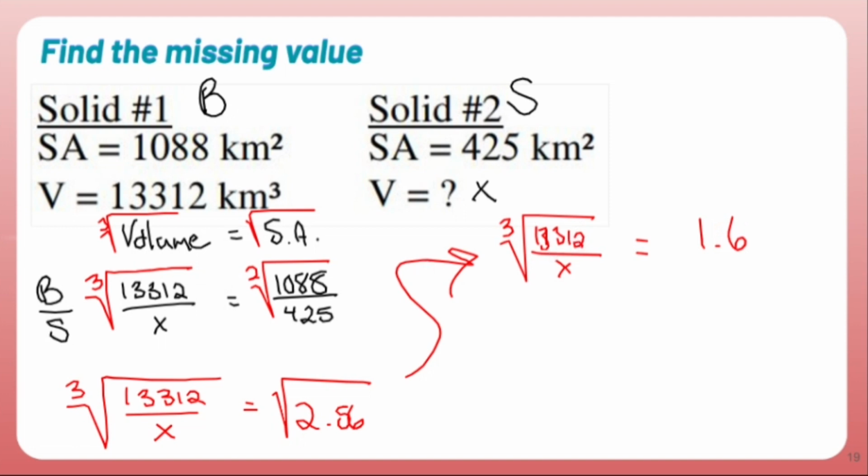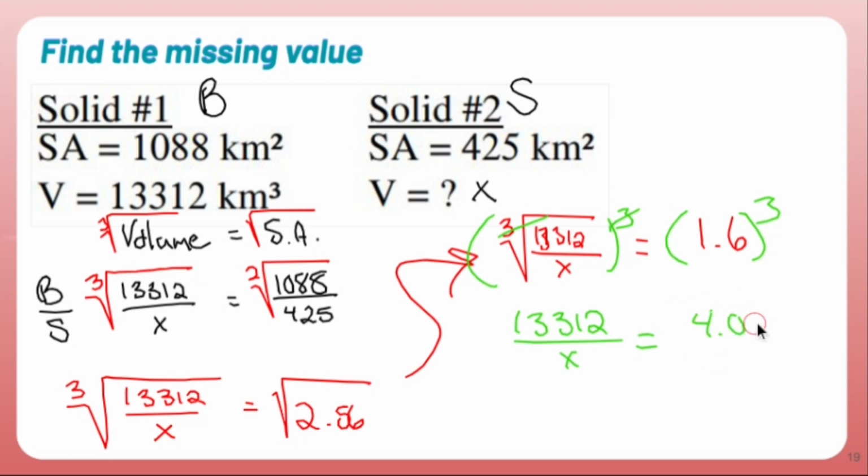Now this cube root's just in the way. How do I get rid of a cube root? Cube everything. Mark Cuban. That cancels things out. Cancel, cancel. Now I have 13,312 over X is going to equal 1.6 cubed, which is 4.096. Why did you write that all the way up there? So I can put it over 1 and make it a ratio, and now I can do crisscross applesauce. So I am going to do crisscross applesauce.